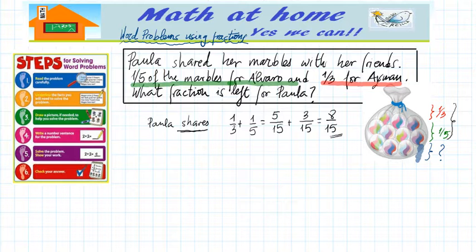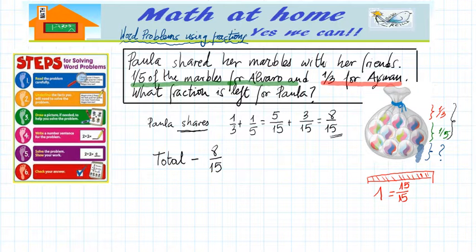Now, to calculate what is the fraction that is left for Paula, you know that the fraction that is left for Paula is the total minus what she shared. Here is where we have to discuss how to represent the fraction that represents the total amount of marbles. If we divide all the marbles into 15 parts, the total is represented by 15 over 15, which is always the unit.